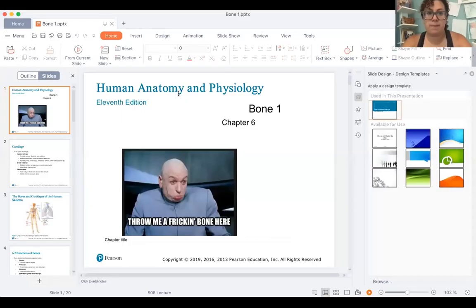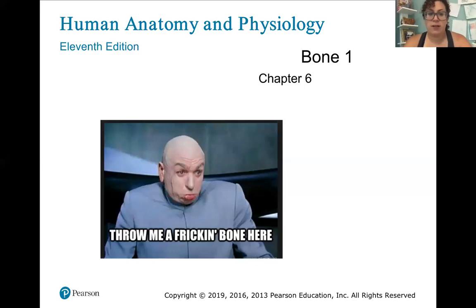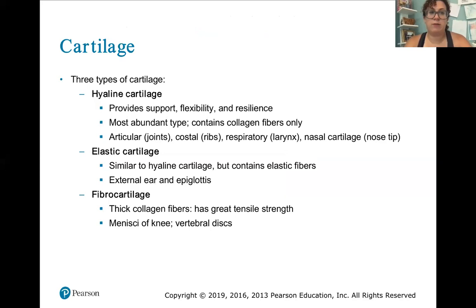But with that being said, we are going to move along to learning about bones and the musculoskeletal system. So I'm going to share my screen here and we're going to talk about bones. Okay, so I'm going to do this as a slideshow. So throw me a bone here. We got to learn a little bit about bones. So before we talk about bones, we got to talk about the precursors of the bones, and that's cartilage.